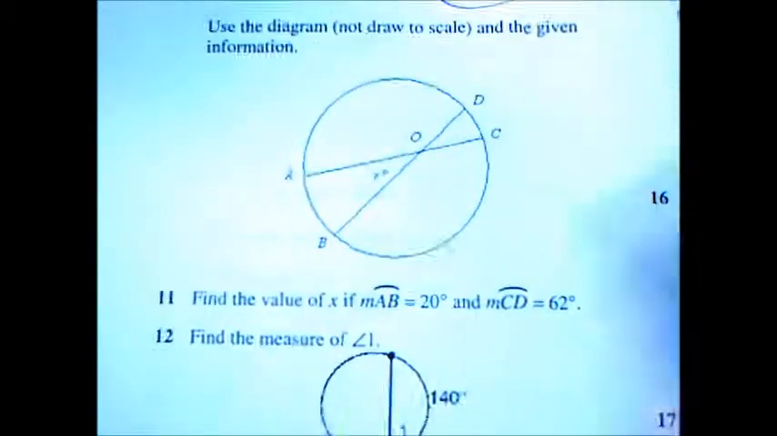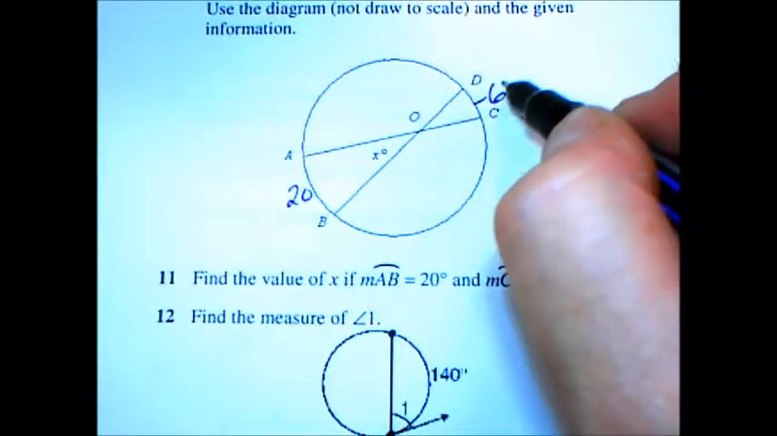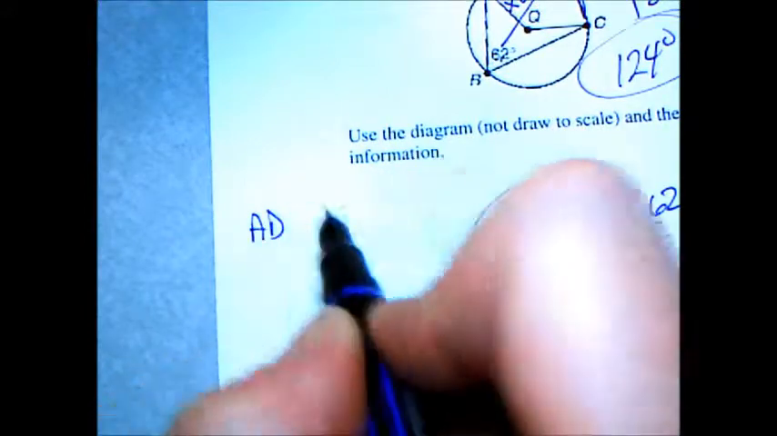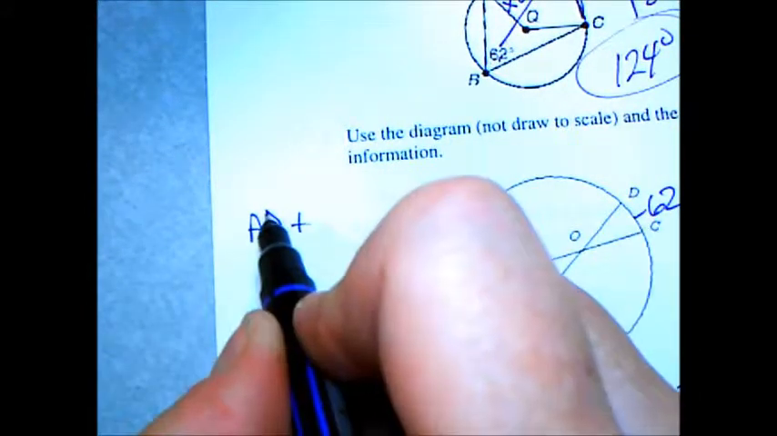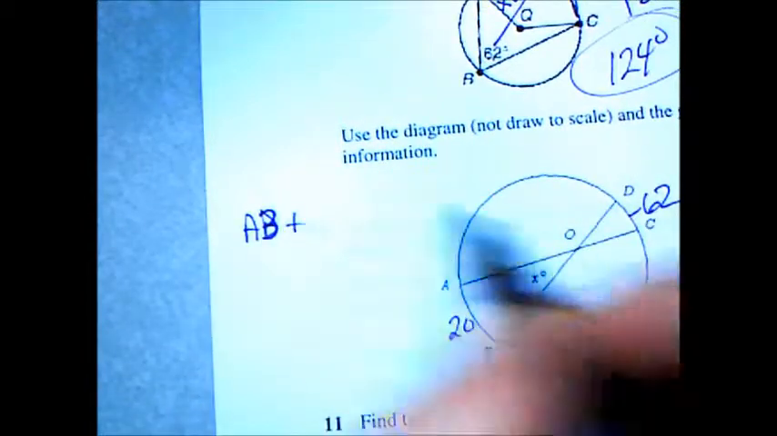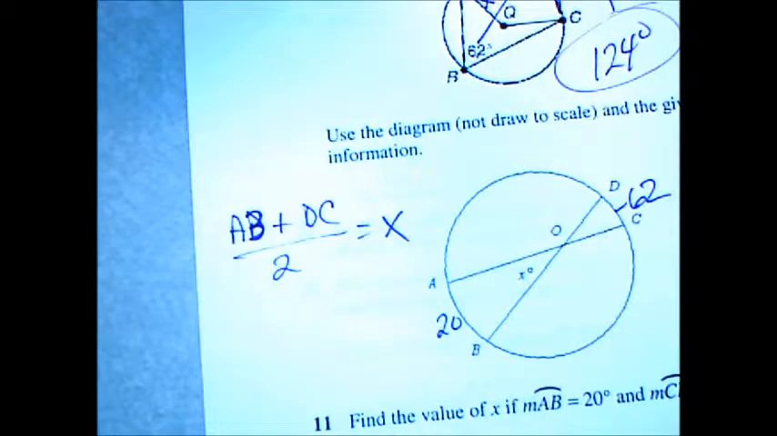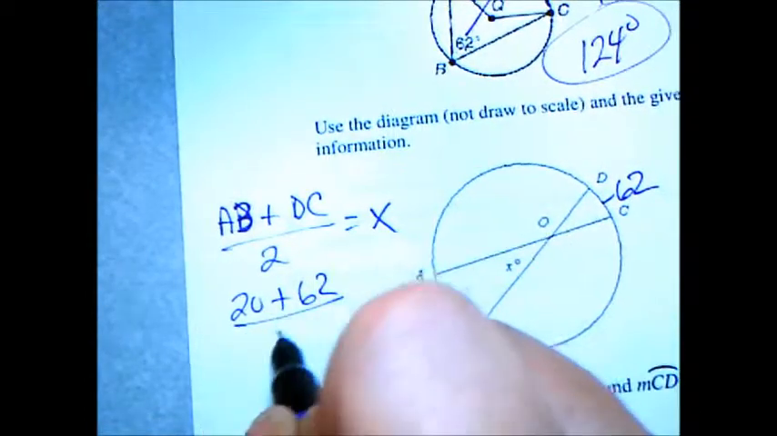On 11, they tell you that AB is 20 and CD is 62. And these segments are intersecting inside. That means the formula I'm looking at is AB plus DC divided by 2 will equal the X. So I'm going to take 20 plus 62 and divide by 2.